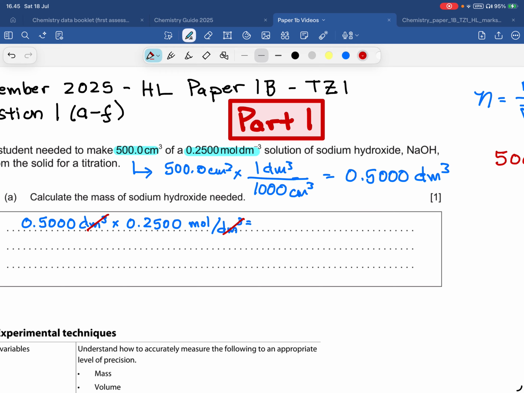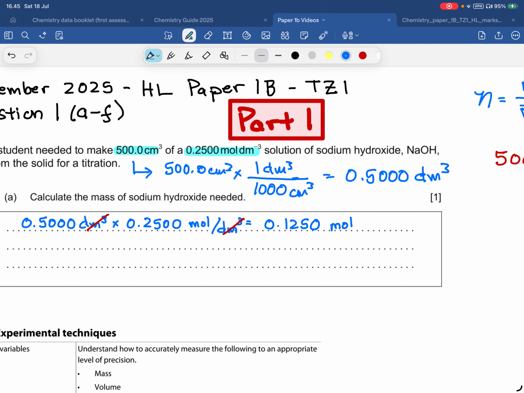And then this is what allows you to know that you're correct, because they cancel out. Alright, so 0.5 times 0.25 gives me 0.1250, because I've got 1, 2, 3, 4 significant figures there, 1, 2, 3, 4 significant figures there, and that's 0.1250 moles.